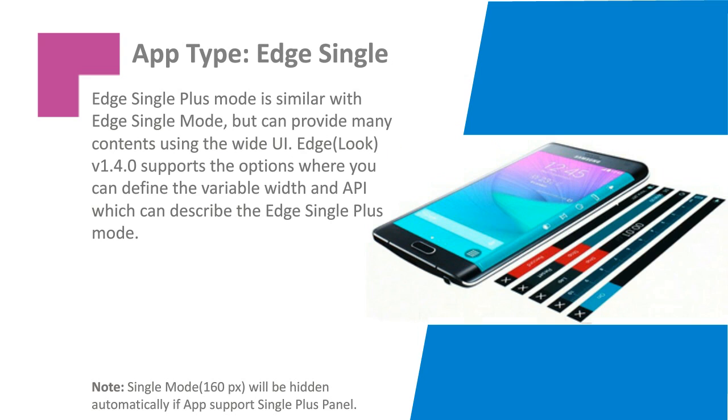This is Edge Single, which is very much similar to Edge Single Plus. The only difference is it is smaller in area compared to the Edge Single Plus, which is 550 pixels. This is much smaller than that, and it will only show on the edge part, or only on the edge of your device.